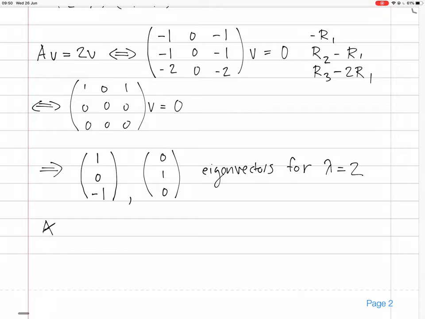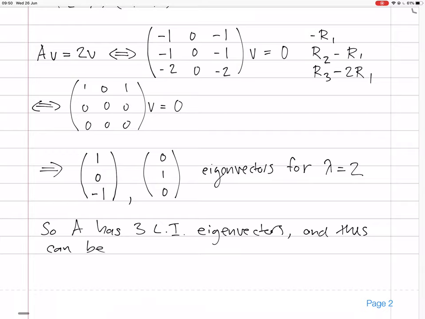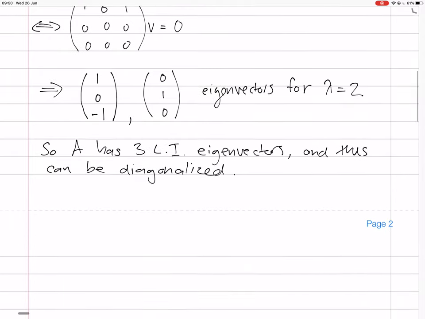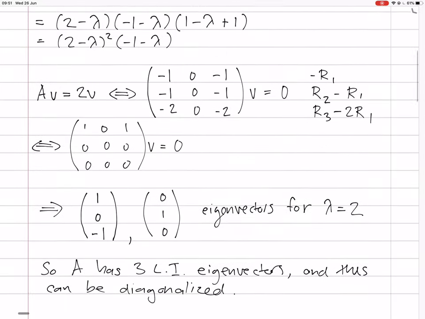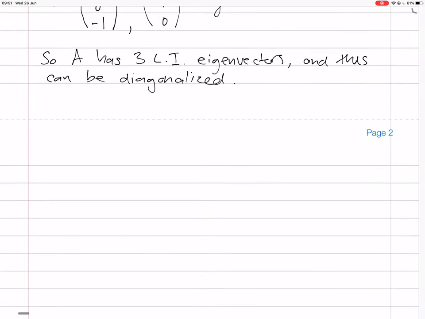So that means that A has three linearly independent eigenvectors and thus can be diagonalized. To actually diagonalize it, we need to find the third eigenvector. So that corresponds to when lambda equals minus 1. In other words, AV equals minus 1 times V, if and only if.